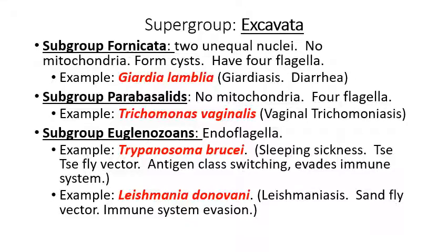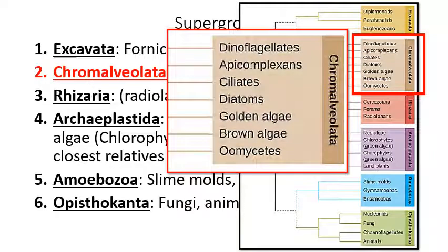Okay, so that's the end of our discussion there. Leishmaniasis, trypanosoma, and so on. We learned about these examples of the supergroup Excavata, and now we've learned specific examples from the subgroups Fornicata, Parabasalids, and Euglenozoans. Okay, let's move on to the Chromalveolata.